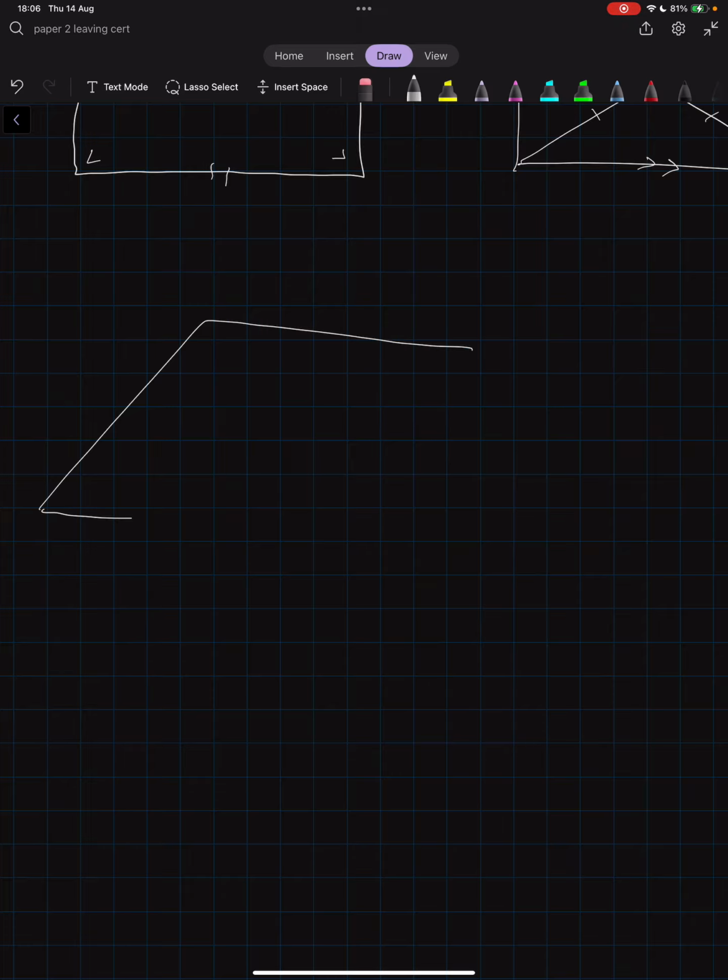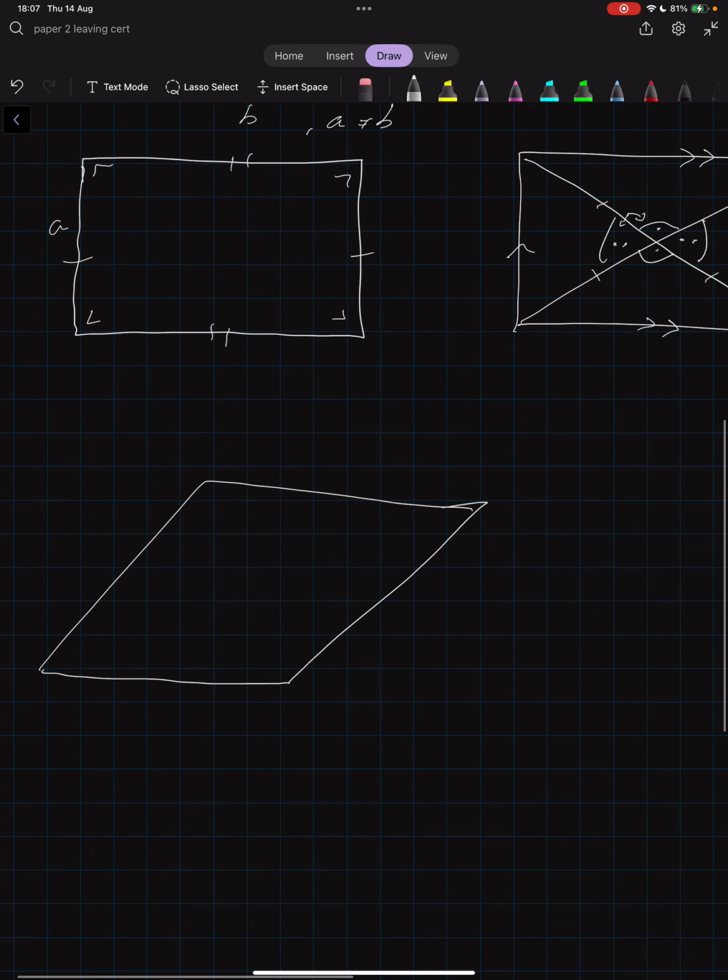So a rhombus will look like this. A rhombus is just like a square, so all the sides are the same length. First of all, these sides are parallel, and this side is parallel here, so the opposite sides are parallel. This angle is the same as this angle. This angle is the same as this angle. Okay?